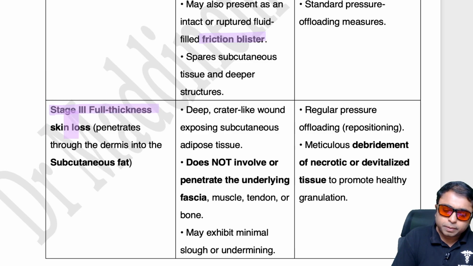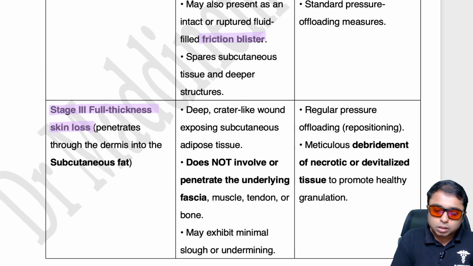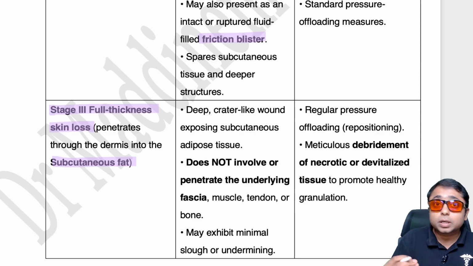Stage 3, there is going to be full thickness skin loss even up to the subcutaneous fat level, that is, the hypodermis also could be affected in stage 3.